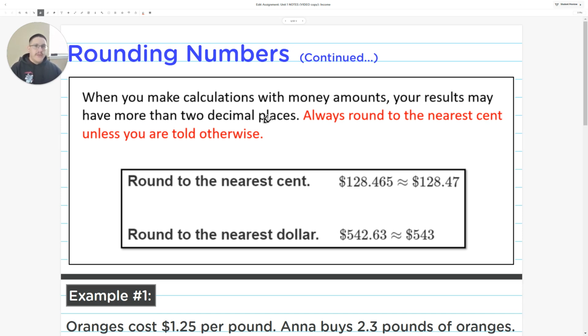So, continuing on rounding numbers, when we make calculations with money amounts, your results may have more than 2 decimal places. Always round to the nearest cent unless you are told otherwise.